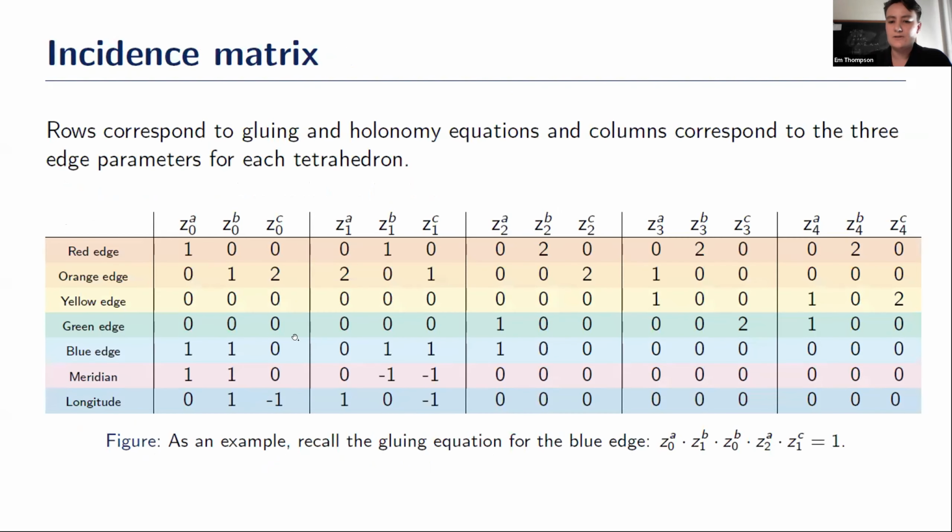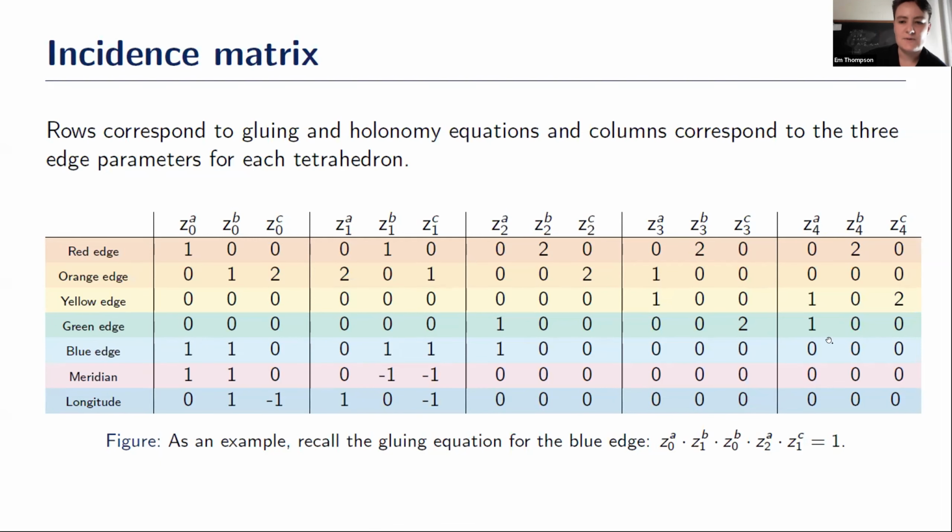So one thing we can do is sort of whack all of these equations into a matrix. We can encode everything those equations say, or at least everything the gluing and completeness equations say, in a matrix like this. So we just get a row per edge and a row for the meridian and longitude. As an example, this was our gluing equation for the blue edge, and you just put in the number of times they appear here. So Z naught A appears once. So that's where this one comes from.